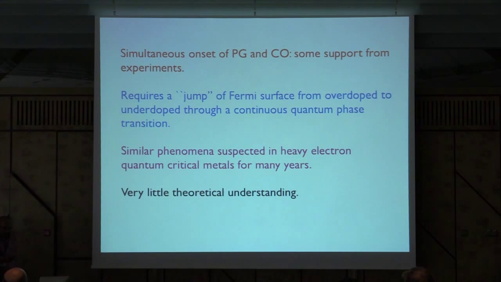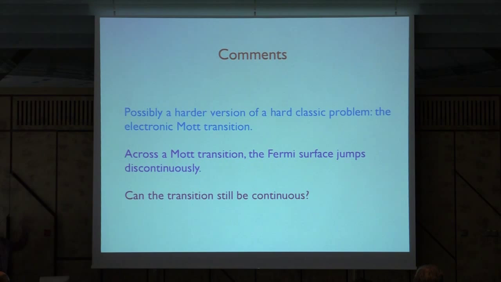Unfortunately, I can't report to you any dramatic progress on the most fundamental issue here, but let's step back. Can we understand any phase transition where there's a jump of Fermi surface at all? Can a Fermi surface disappear continuously? That's perhaps the most surprising aspect of the phenomenology that comes about from thinking about these systems. Part of the reason this problem's been so hard and so vexing is that it's actually a harder version of one of the hardest old problems in the field, namely the electronic Mott transition. So across the Mott transition, the Fermi surface will change discontinuously.